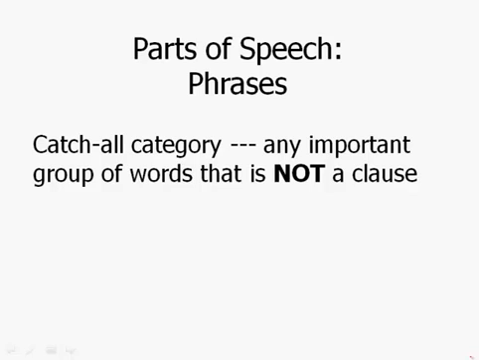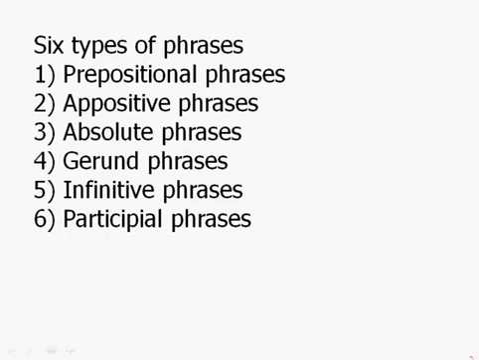So there's a bunch that's included in this category of phrases. The 6 major types of phrases are listed here. These first 3 we'll explore in the next 3 videos. So these will be explored right away. The last 3, gerunds, infinitives, and participial phrases, these are verb forms, so these will be explored in the module that discusses verb forms.